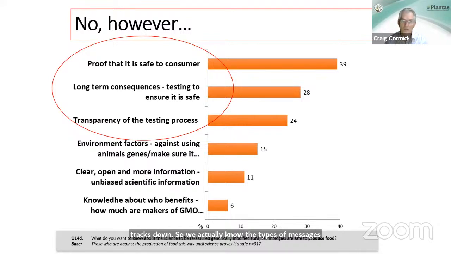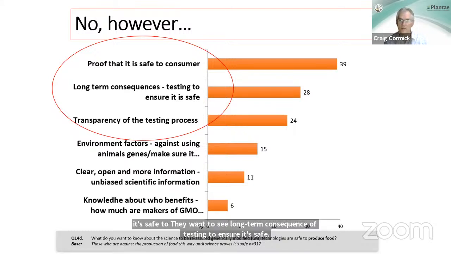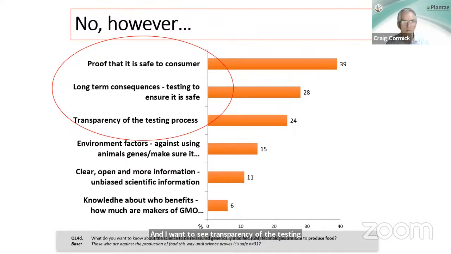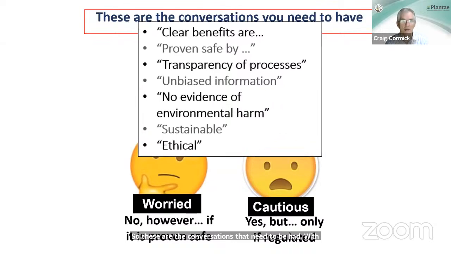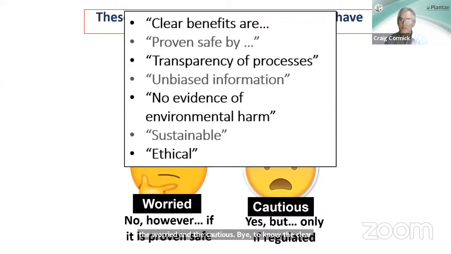And for the no howevers, they want to see proof that it's safe to consume. They want to see long-term consequence testing to ensure it's safe. And they want to see transparency of the testing process, and then more smaller things. So these are the conversations that need to be had with the worried and the cautious. They want to know the clear benefits. They want to know it's proven safe. They want transparency of processes. They want to know there's unbiased information. There's no evidence of environmental harm, that it's sustainable, and that it's ethical. And we know this because these groups have told us what information they want.